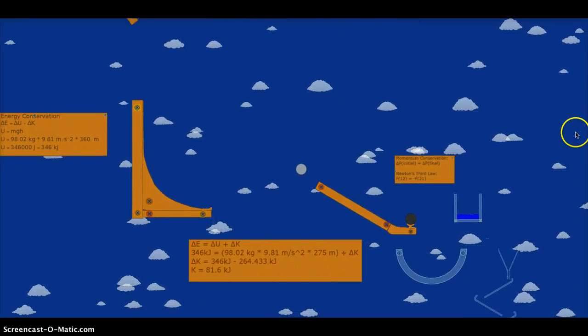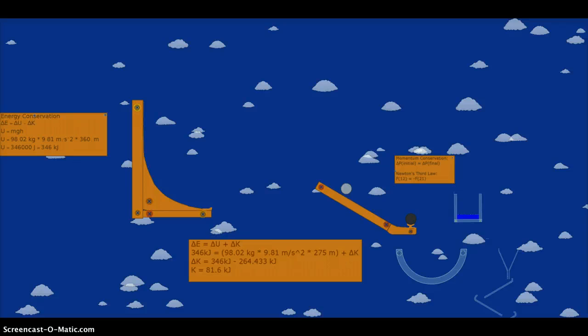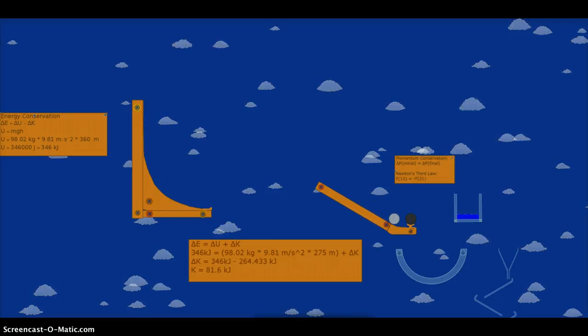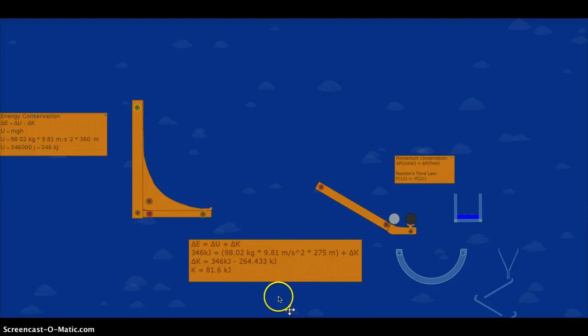Over here, the steel ball is again going down, and right now you can see that a large portion of the potential energy of the steel ball has been converted to kinetic energy. That amount of kinetic energy is shown right here by this math, showing that at this point the steel ball has 81.6 kilojoules of kinetic energy.